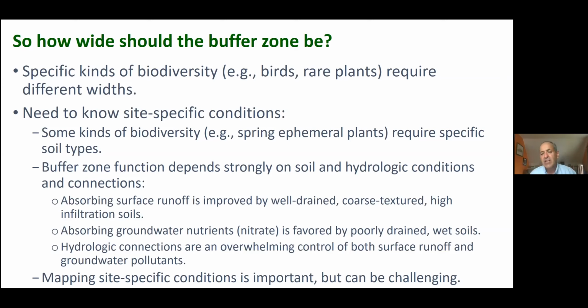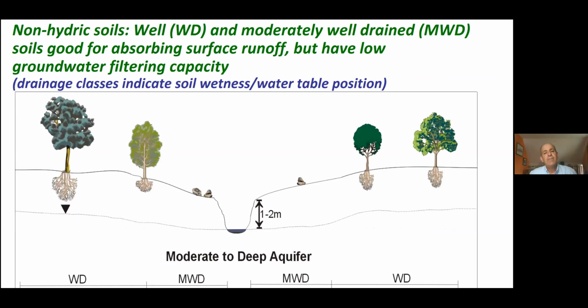We're going to talk a little bit about hydrologic connections that can be an overwhelming control on both the surface runoff and the groundwater filtering. But one implication of this is, okay, if indeed we have a strong need to know the site-specific conditions, then we need to map site-specific conditions, and that's important, but it can be challenging, and so we'll talk about where we are with mapping site-specific conditions at different scales. So here's a picture of a landscape that would be just great for absorbing runoff, and one way we have of looking at these landscapes is to map the soil drainage classes.